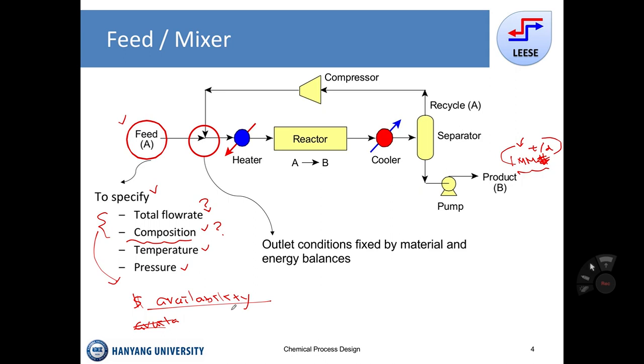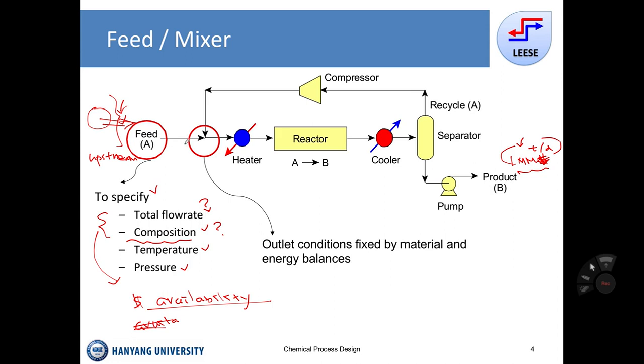I try to say availability, okay? So whether the market can afford the supply of this feed. If that is not enough, then we need to have an upstream to produce A, okay? So when we have the upstream, we have certain conditions that are given by the upstream, which specify the flow rate, composition, temperature, and pressure.